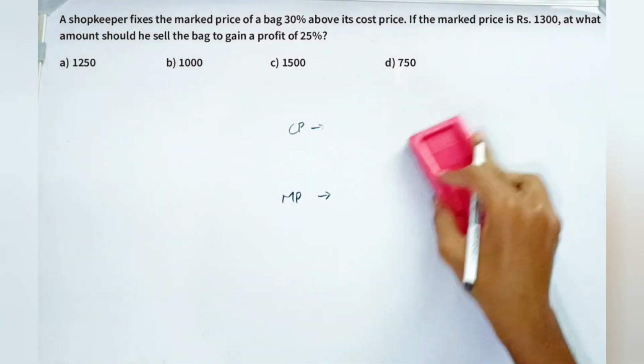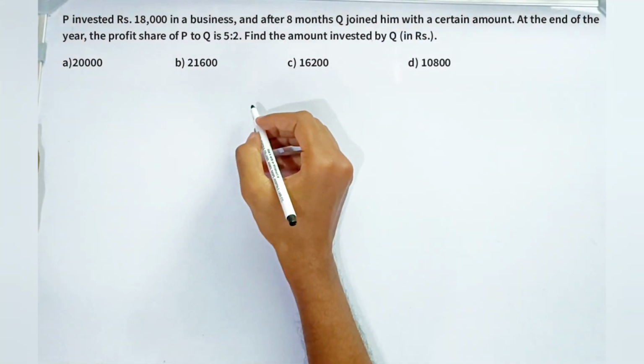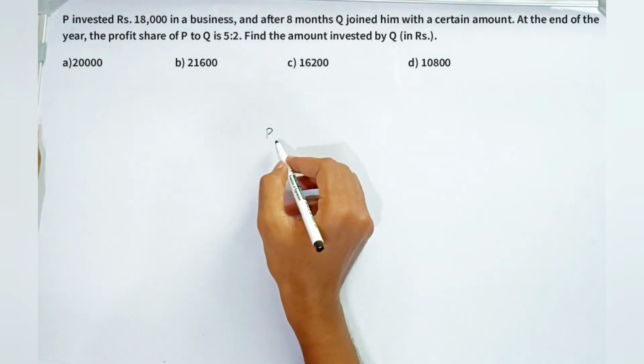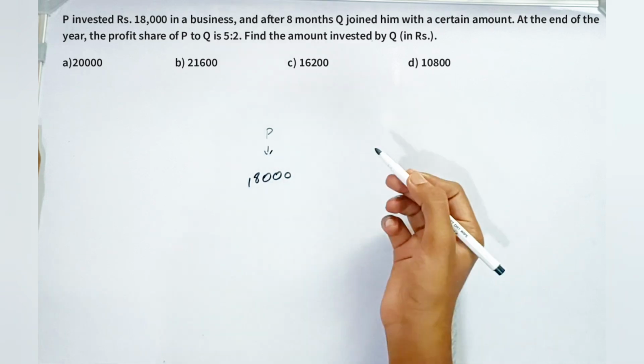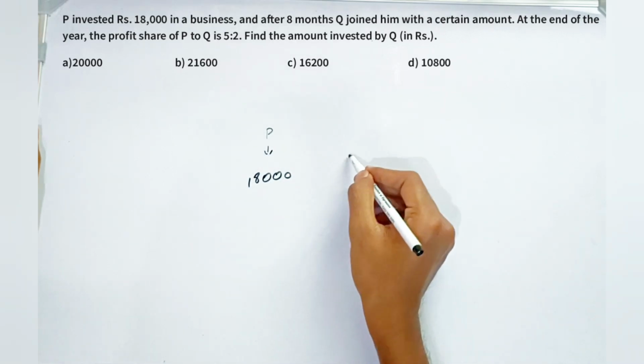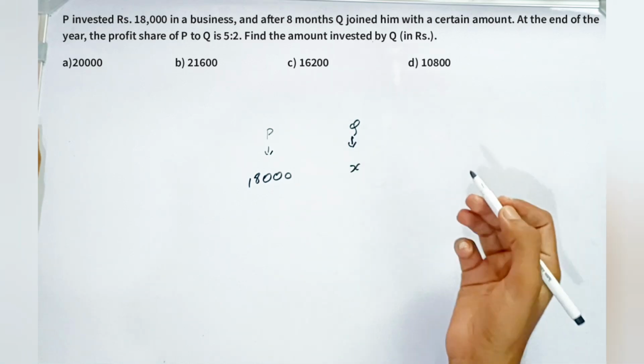Okay, and going to the next question. Here P invested 18,000 in a business. Okay, here there is a P, and P invested 18,000 in a business. After 8 months, Q joined. Okay, there is a Q also. Q joined with a certain amount, I'm just taking as X.